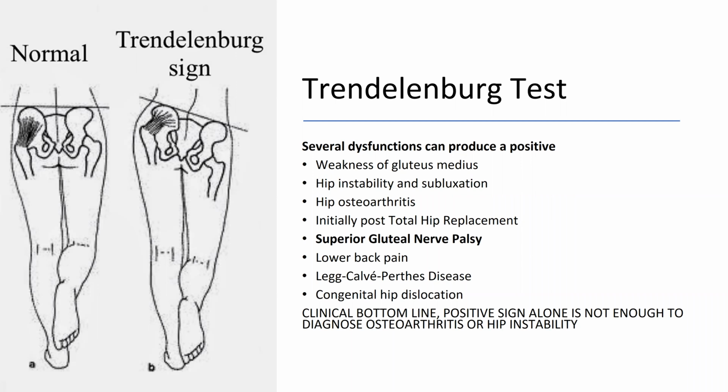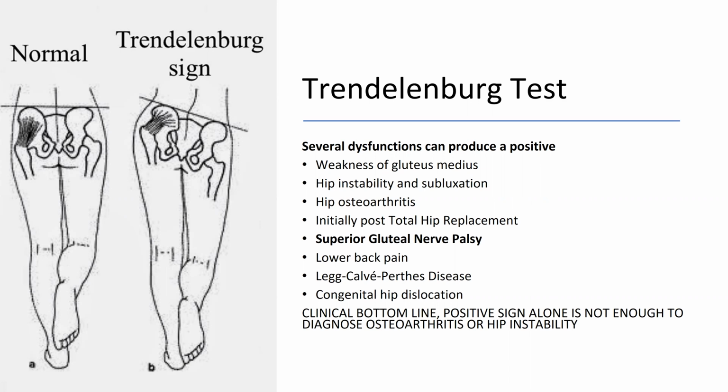People who have had total hip replacements, before they go through physiotherapy and before they're fully healed, might show a positive sign for this. And most importantly, when you're testing this in a neuro exam, it's an indication of superior gluteal nerve palsy. The clinical bottom line is that this isn't enough to really diagnose anything, but it's a good indication that you need to have further tests on either muscle weakness or nerve damage.